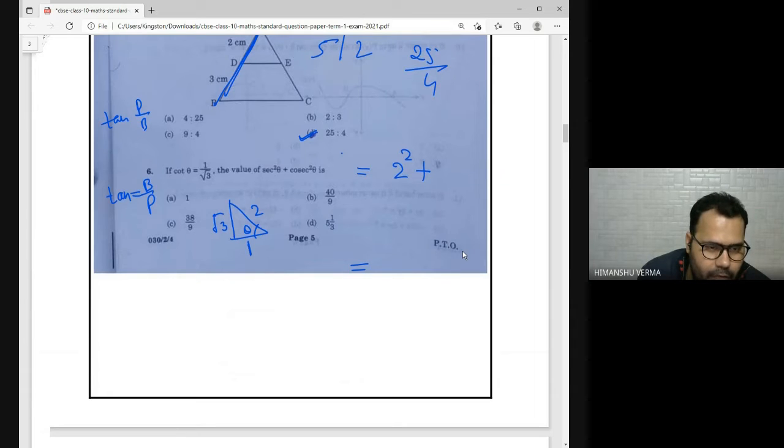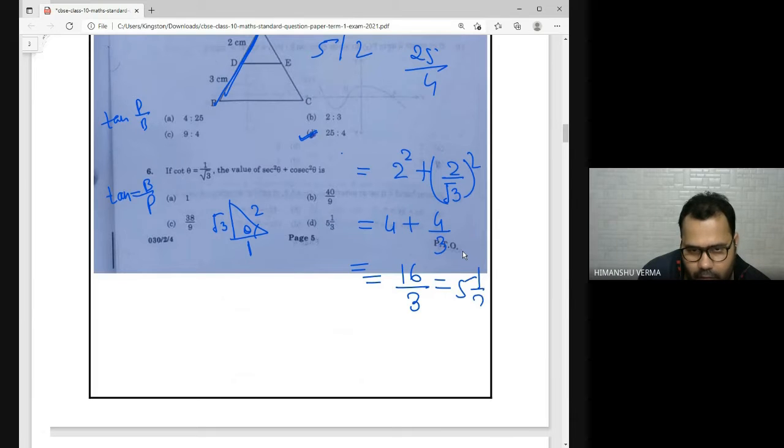Then we have cosec. Sine is perpendicular upon hypotenuse, so cosec is hypotenuse upon perpendicular. So it is 2 by root 3 square if I do it. So it is 4 plus 4 by 3. 3 times 4 is 12, 12 and 4 is 16, 16 by 3. Answer is 5 whole 1 by 3.